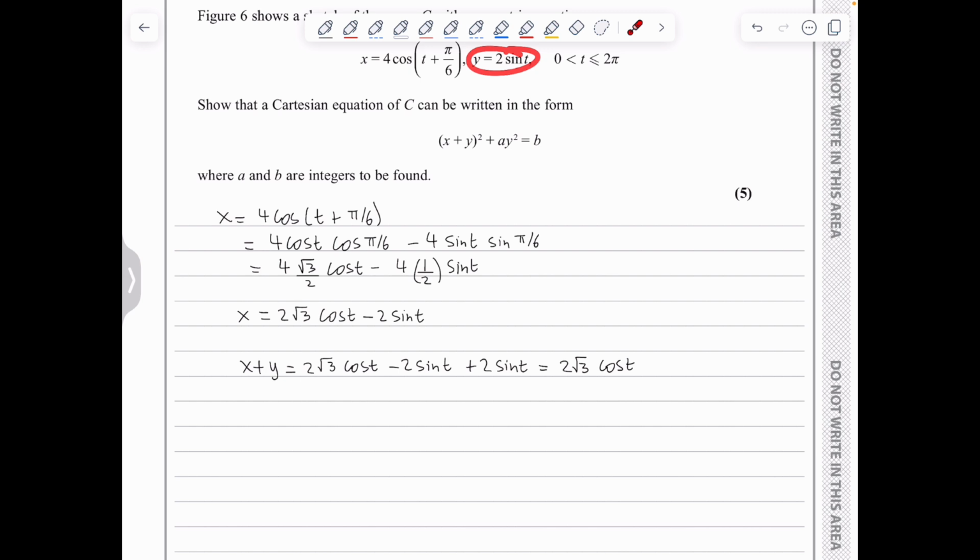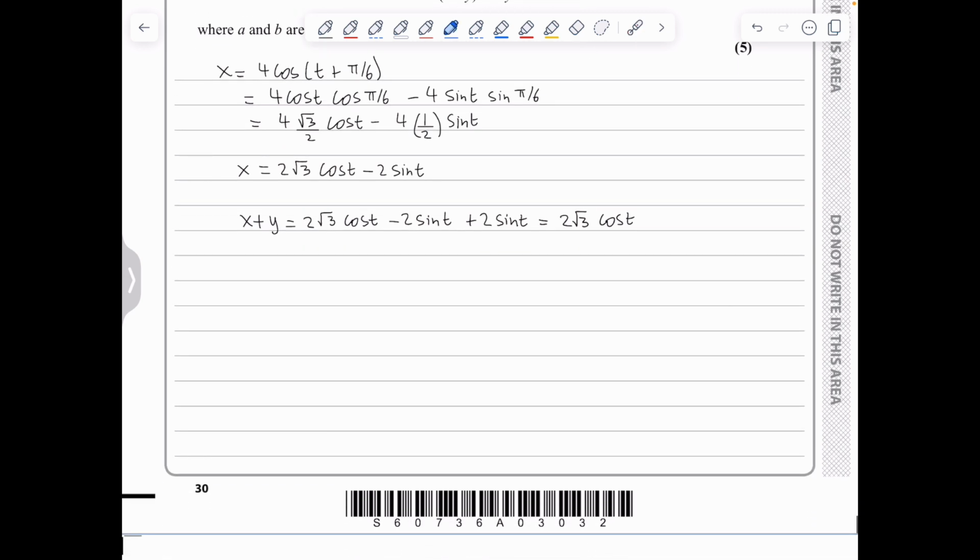And therefore, I've got an expression for cos t, I've got an expression for sine t through y. So we would consider now the identity cos squared plus sine squared is 1. So cos squared t plus sine squared t is equal to 1. We've got that cos is x plus y over 2 root 3. So x plus y over 2 root 3 all squared. And sine t is y over 2. So y over 2 all squared is equal to 1. Leading to x plus y all squared over 12, which is the 2 root 3 squared, plus y squared over 4 is equal to 1.